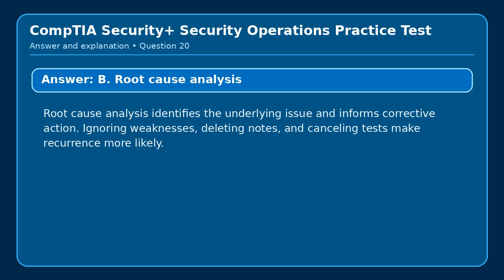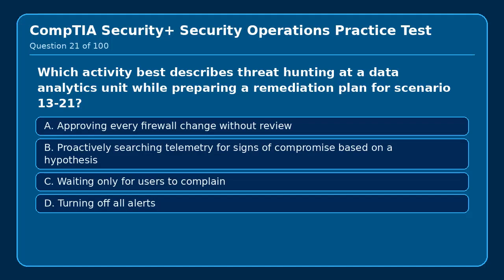The answer is B. Proactively searching telemetry for signs of compromise based on a hypothesis. Threat hunting is proactive and hypothesis driven rather than only alert driven. Passive waiting, disabled alerts, and unreviewed changes reduce detection capability.